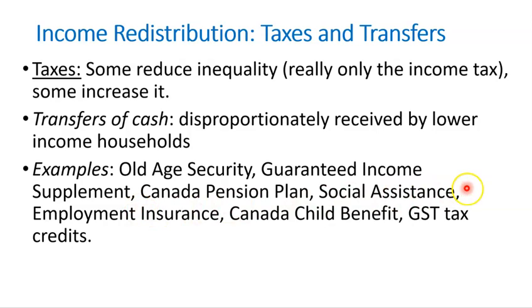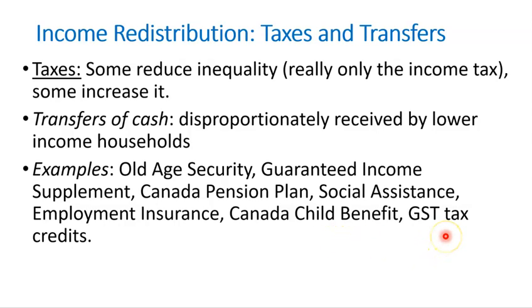Provincial governments offer social assistance to people who otherwise have no source of income and who have very, very little in the way of assets. People who are unemployed get employment insurance payments. The Canada Child Benefit has been important as well in reducing poverty. So that's been increased and will continue to increase with the goal of eventually eliminating child poverty in Canada.